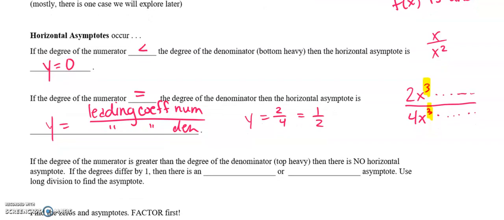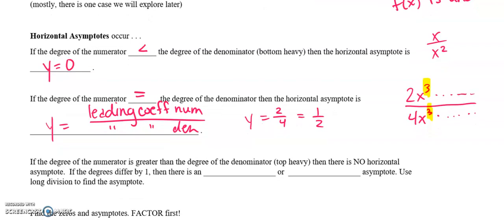And then the challenging one: if the degree of the numerator is greater than the degree of the denominator, so it's top heavy, something like an x squared over x, then there is no horizontal asymptote. If the degrees differ by 1, so an x squared over an x, or an x cubed over an x squared, then there is an oblique or a slant asymptote. And the thing that makes these challenging is that we have to use long division to find the equation of the asymptote. So 3 scenarios.